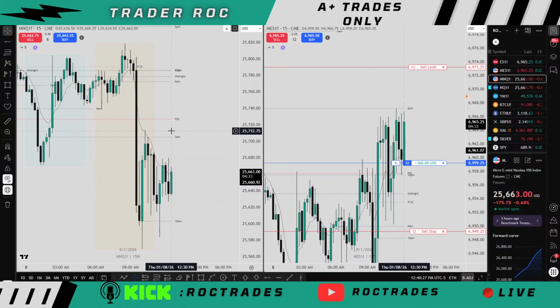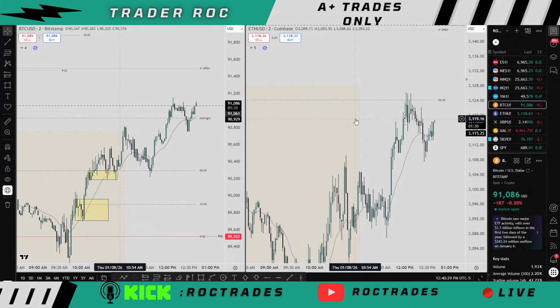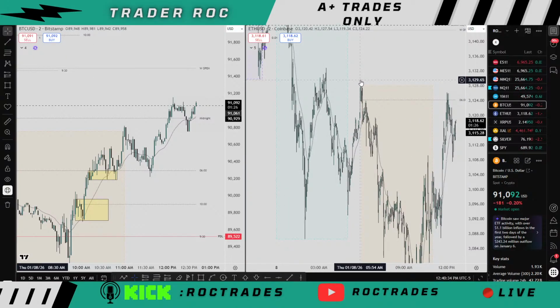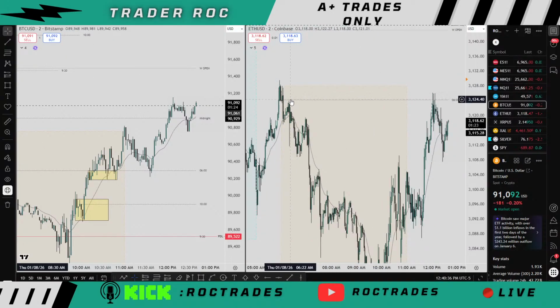Set an alert there. Ethereum climbing back to this high. I'm looking for Ethereum to make a new high of session, which would be taking out that 6 a.m. high.